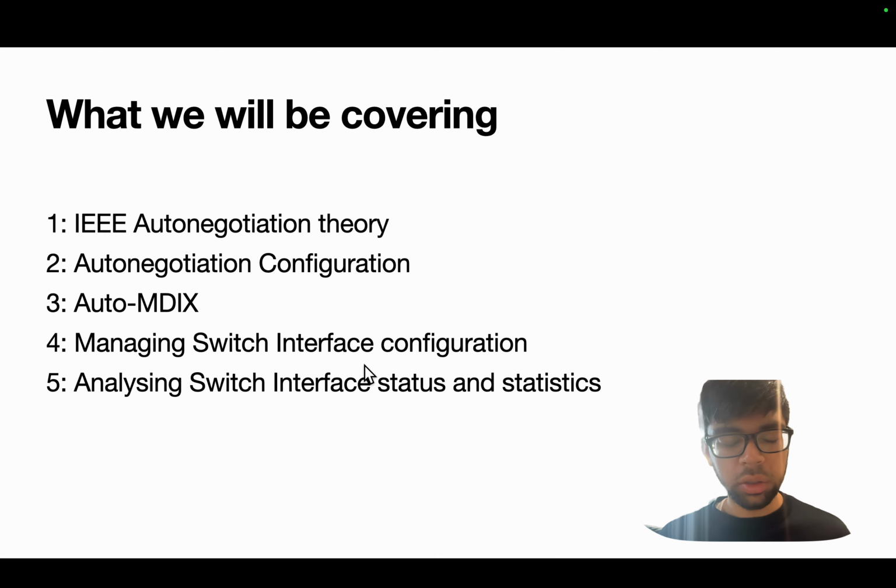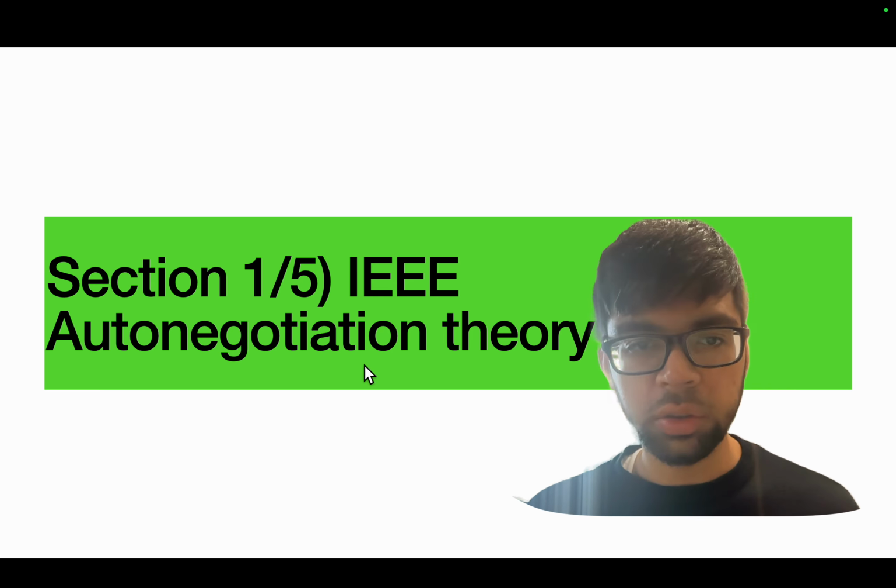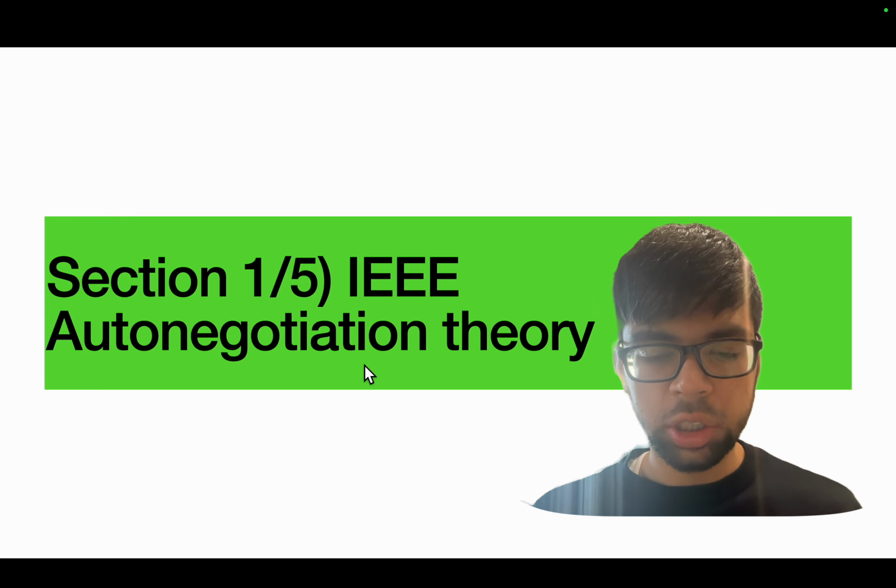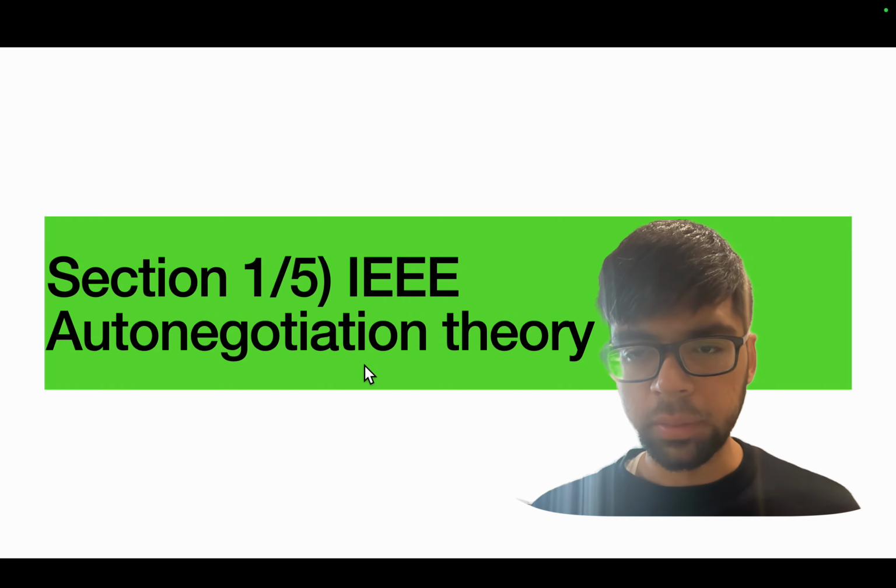There's quite a lot to cover, but it should be a fun lesson. I'm really excited about this, and thank you guys for joining. So, 5 parts. Let's get into the first part. IEEE auto negotiation theory is the first part that we're going to cover.